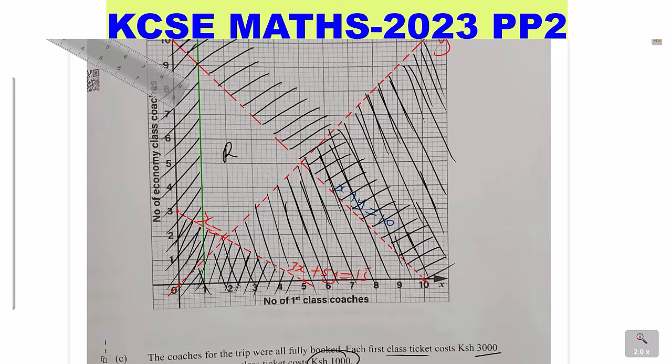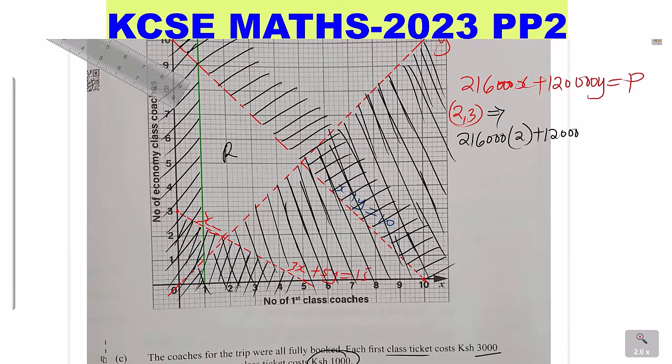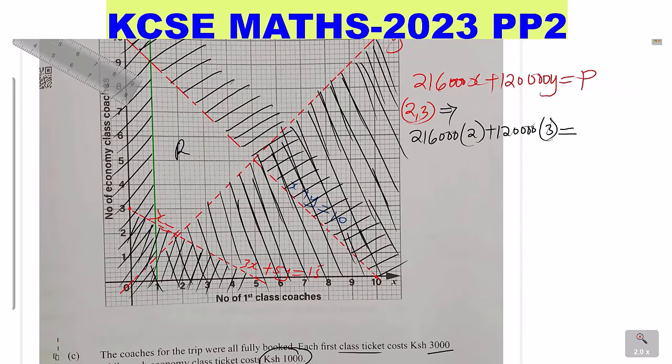So let me write down the objective function here. It is 216,000 X plus 120,000 Y. The first point I'm going to inspect is (2, 3). When you substitute this, you get 216,000 times 2 plus 120,000 times 3, so this one will give 792,000.